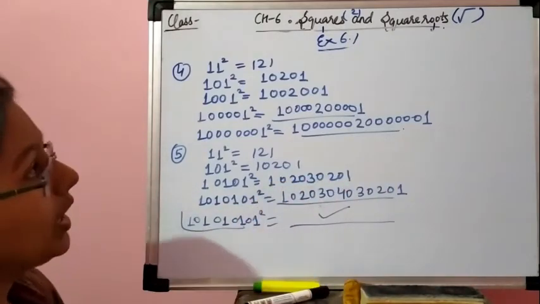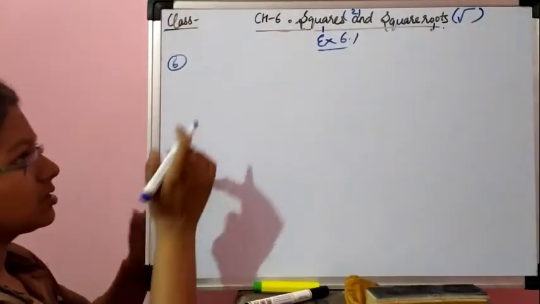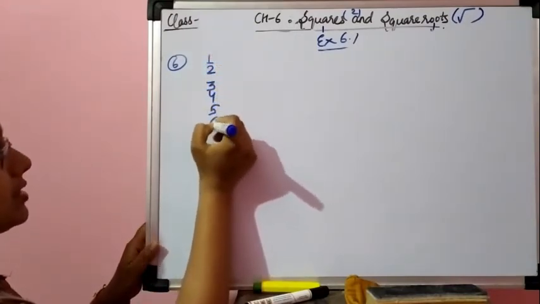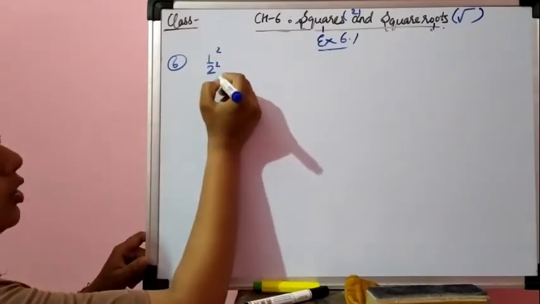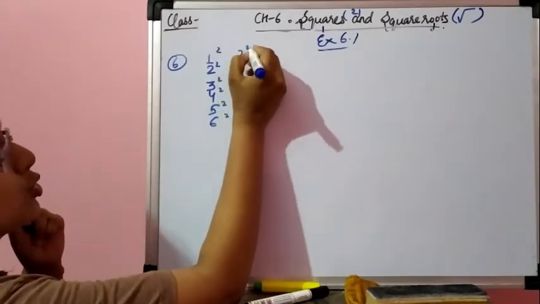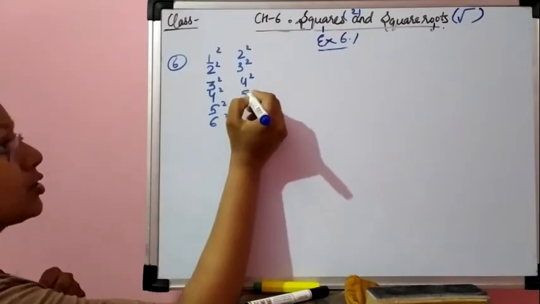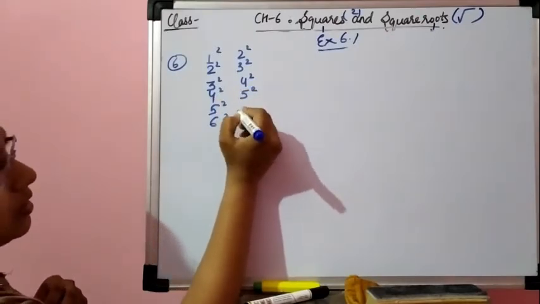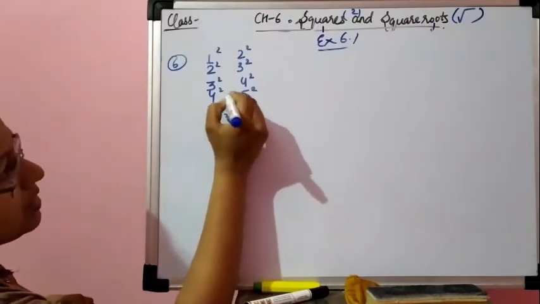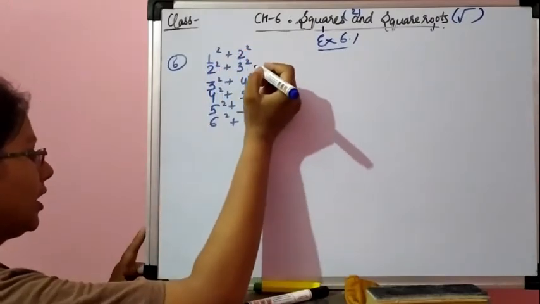Now similarly in question number 6 also, first we have to observe the pattern. Coming to question number 6, you can see that here it is written 1 2 3 4 5 6. Squares are there in all. Next here it is written 2 square, 3 square, 4 square, 5 square, and the next one is blank. So that will be 6 square, and another is given 7 square. Plus is there in between, and then again one more plus is there.